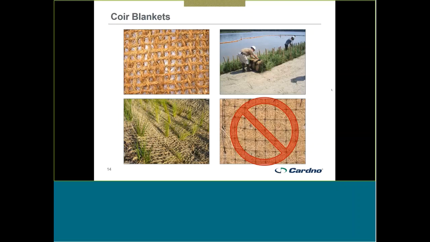So the one last caveat I'll put down here is when you're selecting your coir material and mattresses or blankets, it's very important. There's a lot of products out there that have a plastic mesh backing built into them, and typically they are not preferred in living shoreline applications because, once all the coir material breaks down, you're still left with the plastic. So we don't want to have wildlife entrapment or entanglement issues.